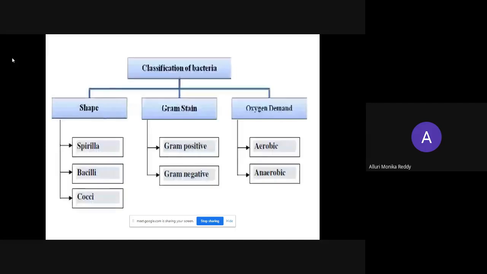Bacteria are classified depending upon three cases, that is shape, gram staining and oxygen demand. As we all know, bacteria are multicellular organisms. They are ubiquitous, present everywhere, in hot thermal conditions, in every condition.